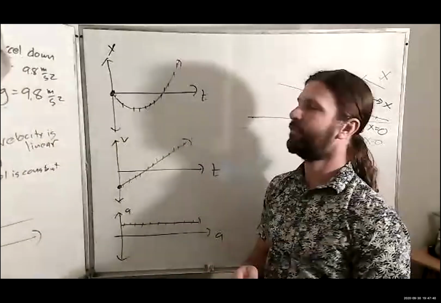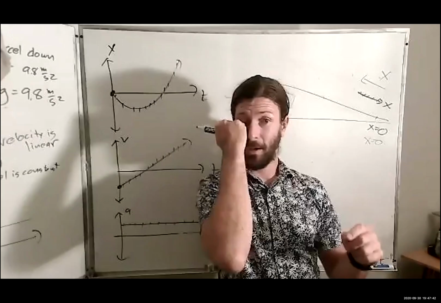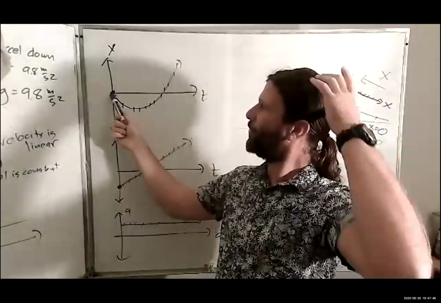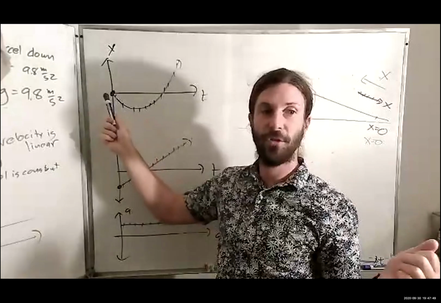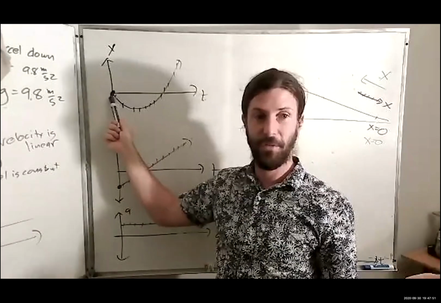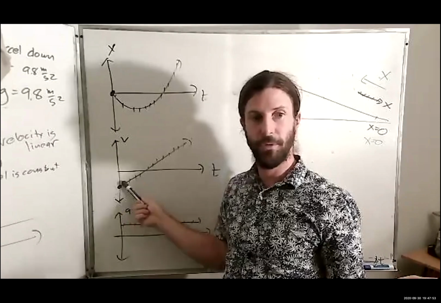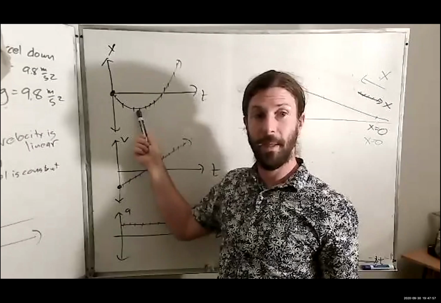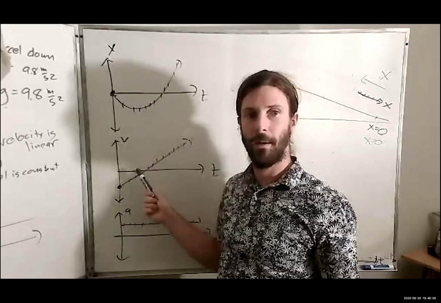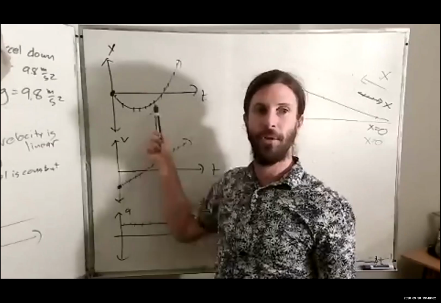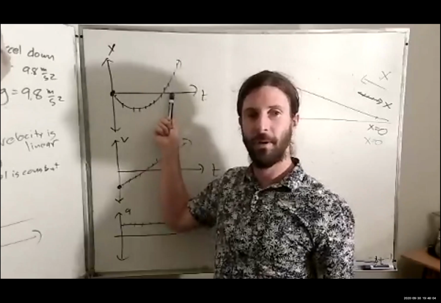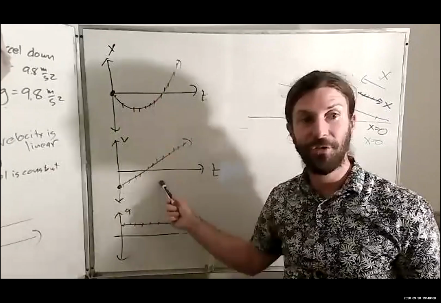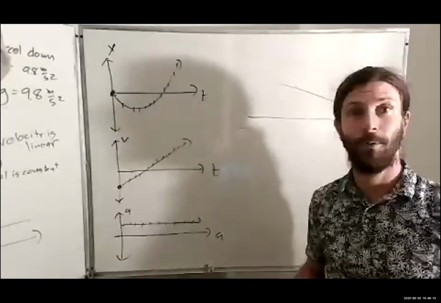Okay, now it's concave up. Now let's talk about why it's concave up. What is the slope right here? The slope is negative. Slope is 0 at the minimum. Slope is positive, right? So that's one way these graphs are connected. That's one thing I want to mention.